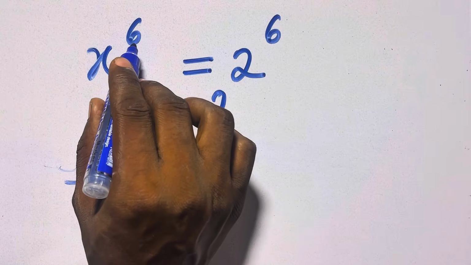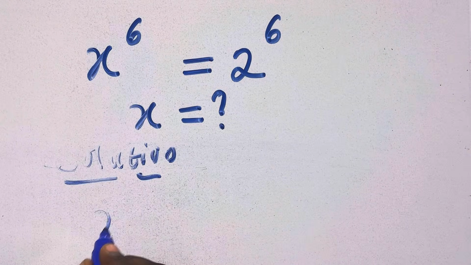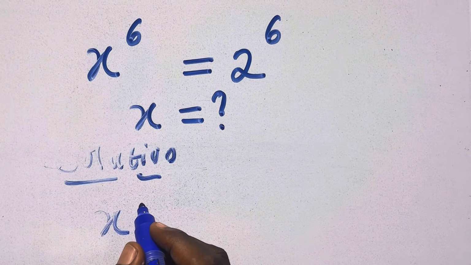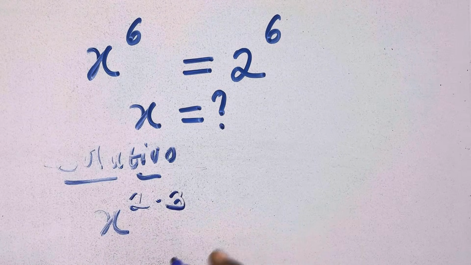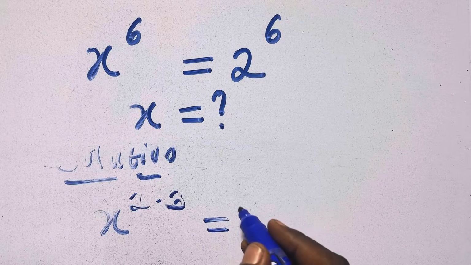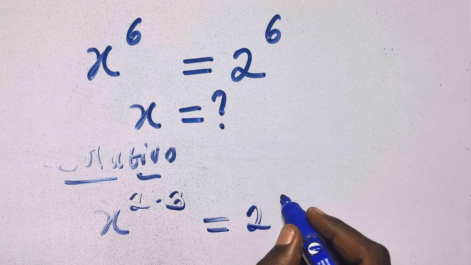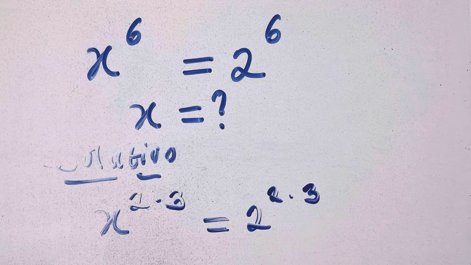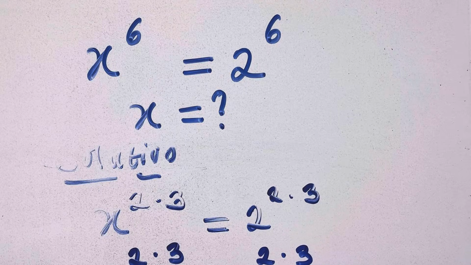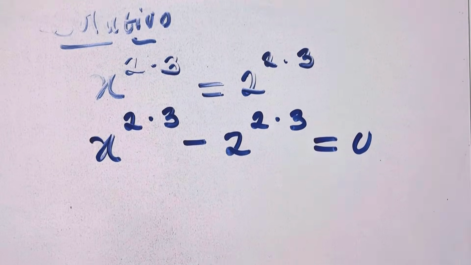We can just express 6 as the product of 2 and 3, so that we have x raised to the power 2 multiplied by 3, equals 2 raised to the power 2 multiplied by 3. Now we can transfer this to the other side. So we have x raised to the power 2 multiplied by 3 minus 2 raised to the power 2 multiplied by 3, and equate everything to be 0.